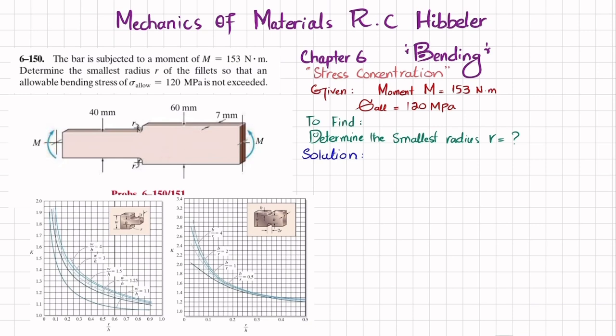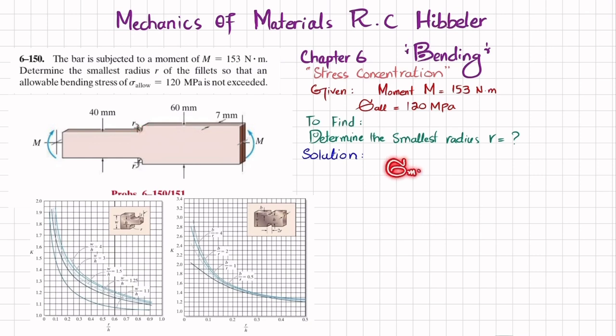Now you can see this is not a uniform bar. Here the height is 60 millimeter and here the height is 40 millimeter, and there is a fillet of radius R. Due to this fillet radius, there is an abrupt change in the dimension of this rod, so there will be a stress concentration. Stress concentration is the point in the part, which is this one here, where the stress is significantly higher than the surrounding area.